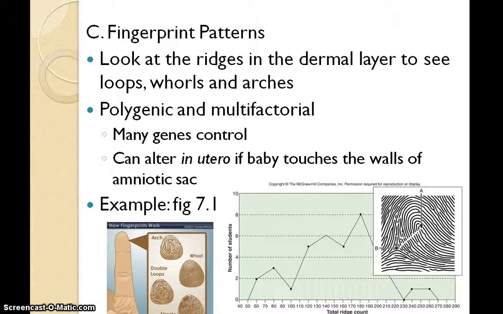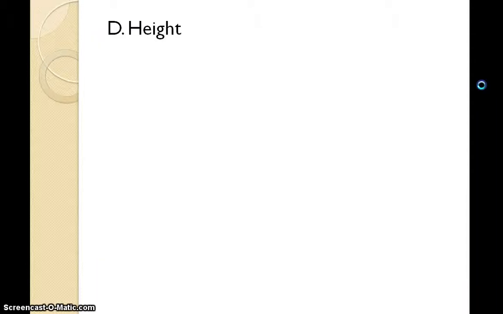This graph that's in your book shows a very rough bell-shaped curve for number of ridges in fingerprints. Notice the medium numbers have the highest amounts and the extremes, 50 ridges or 270 ridges, are the lowest amounts. This gives us a rough bell-shaped curve, which tells us we are likely to have a polygenic trait. Polygenic traits often vary continuously, they have a range, and they are graphed with a bell-shaped curve.